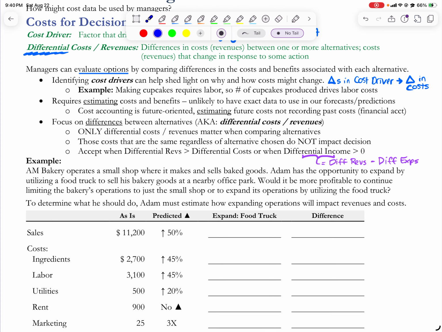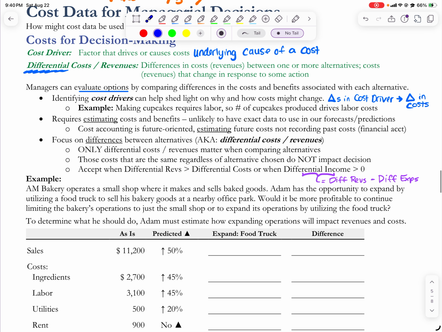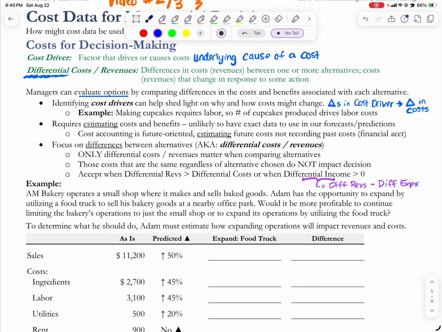We're estimating them based off of solid information, hopefully, about cost drivers and expectations in the market. But they're estimates still. So that kind of fits with cost accounting being a future-oriented accounting system. It's not necessarily concerned so much with what these costs were in the past, unless that's relevant to what they are in the future. It's mostly looking at how to best project the best estimates of those costs and benefits for the future.